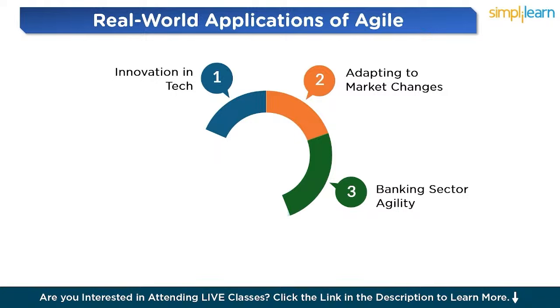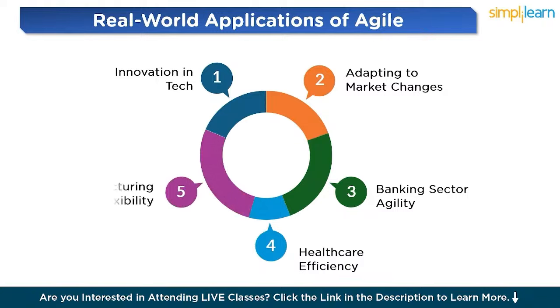Banks have adopted Agile to improve their digital services, making customer transactions smoother and more secure. Healthcare efficiency. Agile methodologies help healthcare providers streamline operations and improve patient care through faster, more responsive services. Manufacturing flexibility. Even in manufacturing, Agile enables companies to respond swiftly to market demands and supply chain challenges. And there you have it, folks.